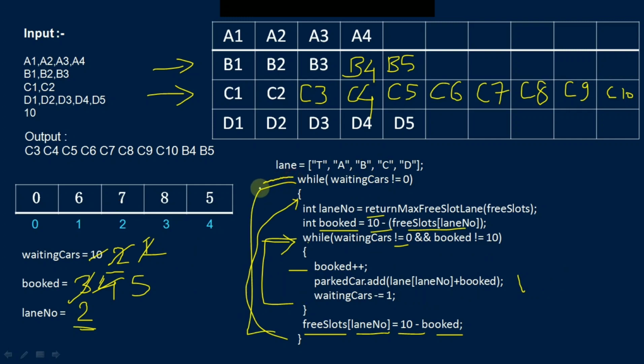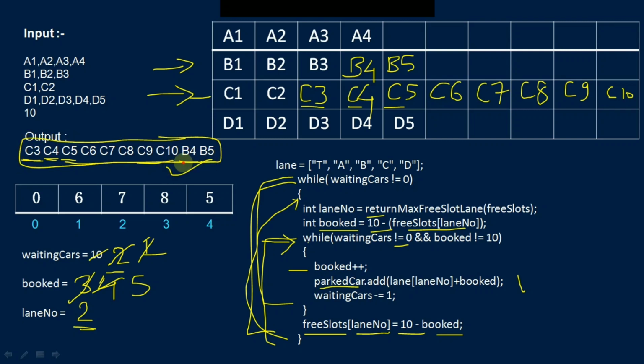After exiting from this while loop, we will print the value which we have added in the parked car list. Okay, at the last. So first we parked the car at third slot in C lane and then fourth slot, then fifth slot. So you can see the output here also. In that series we are printing the output. We first park the car at third slot in C lane, then fourth slot in C lane, and so on till C10. And then after that we park the car at fourth slot in B lane and then fifth slot in B lane. So we have successfully parked 10 cars here. So this will be the output of our code.